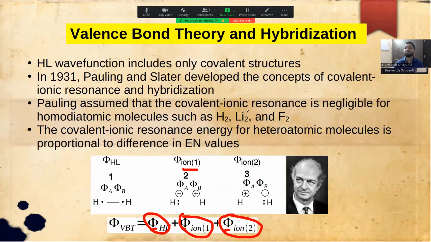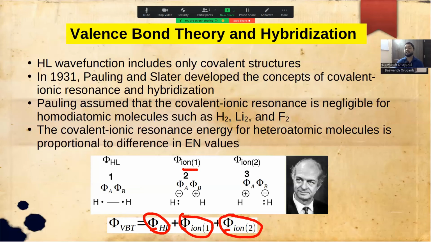For other molecules like Li2 and fluorine, which are homodiatomic molecules, that is, both atoms are the same, we can ignore the ionic contributions. This is the assumption of Pauling. However, when the two atoms are different, like hydrogen chloride, in such cases we cannot ignore the ionic contribution, and the overall wave function should be a combination of the covalent function and two ionic functions. In such cases, the resonance between these three structures, covalent and ionic, explains the bonding in that particular system.